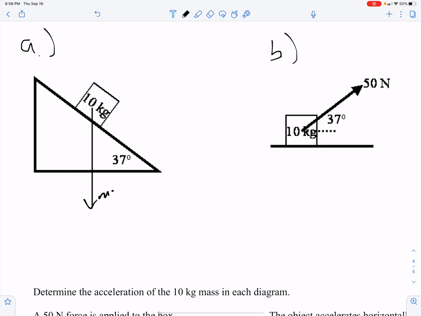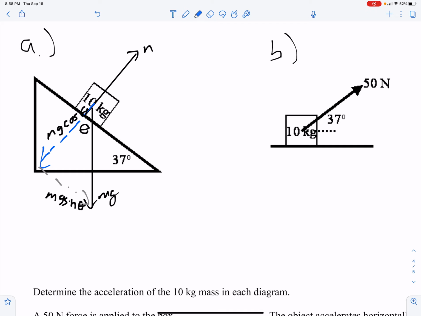we have mg going down, normal force going perpendicular out. We have the components of weight going perpendicular and parallel to the plane. The blue component is mg cosine, and the gray component is mg sine.